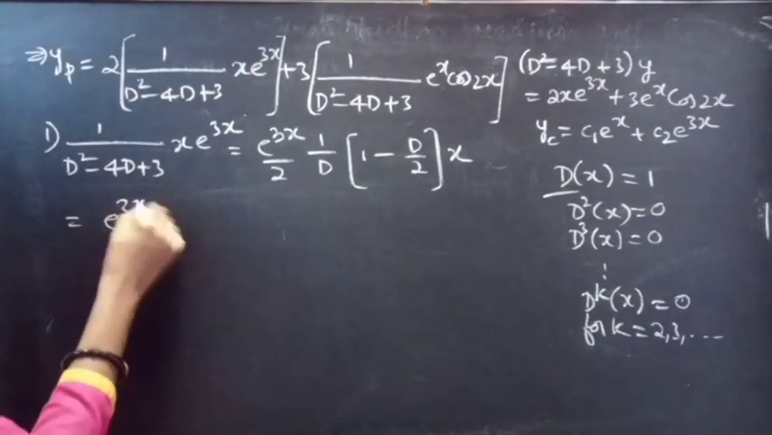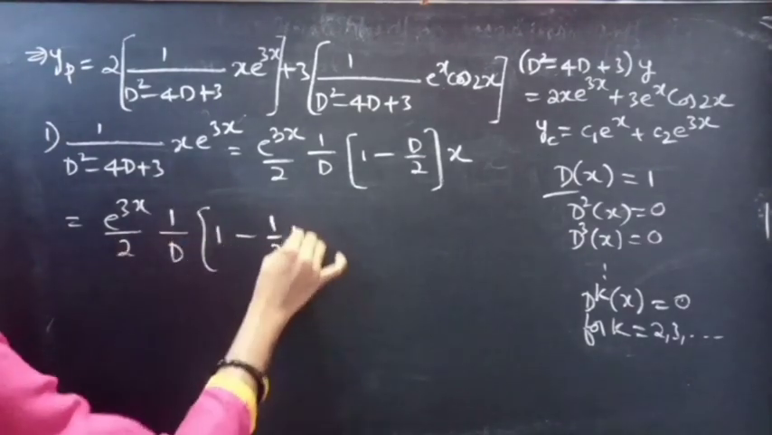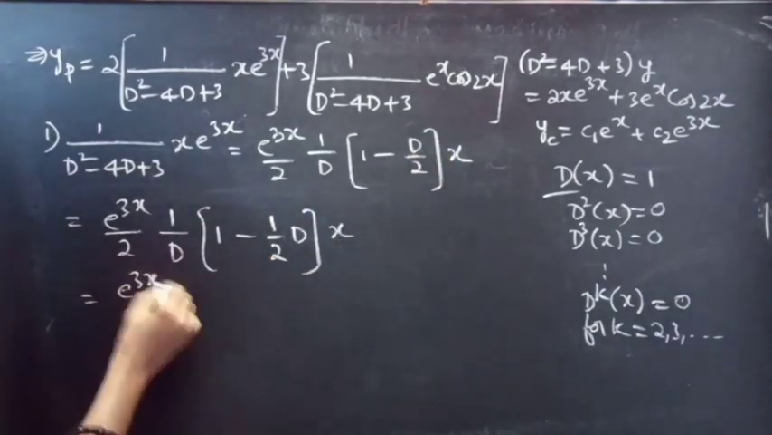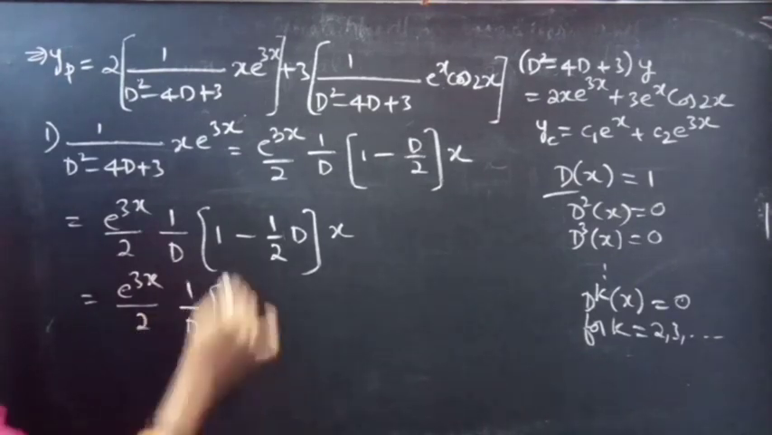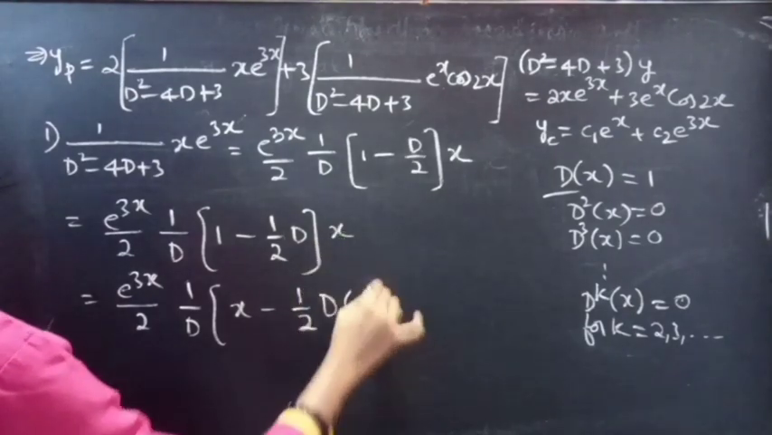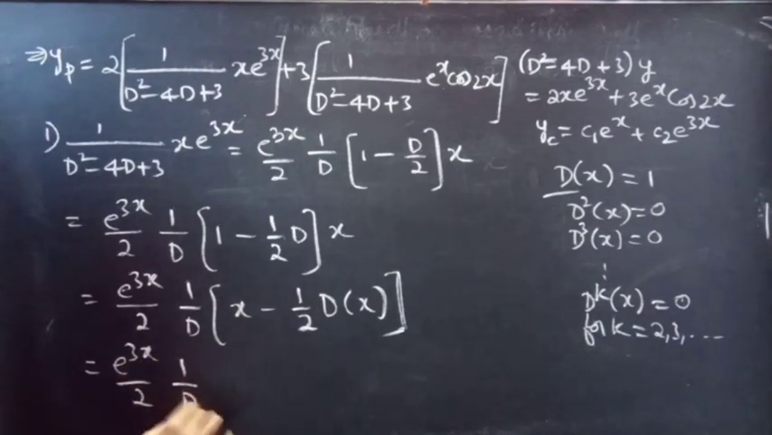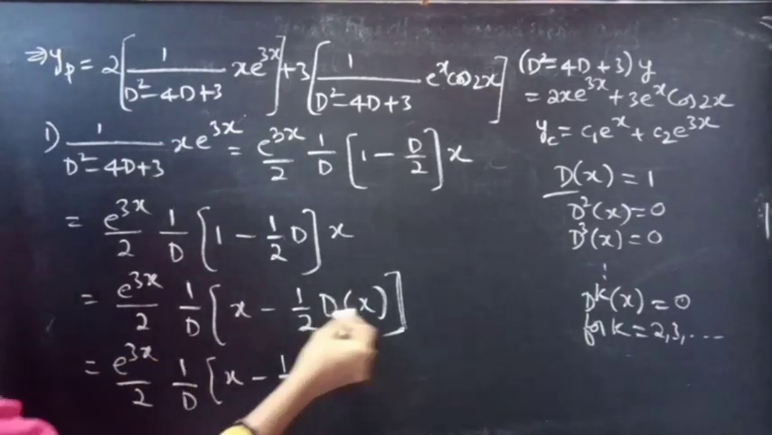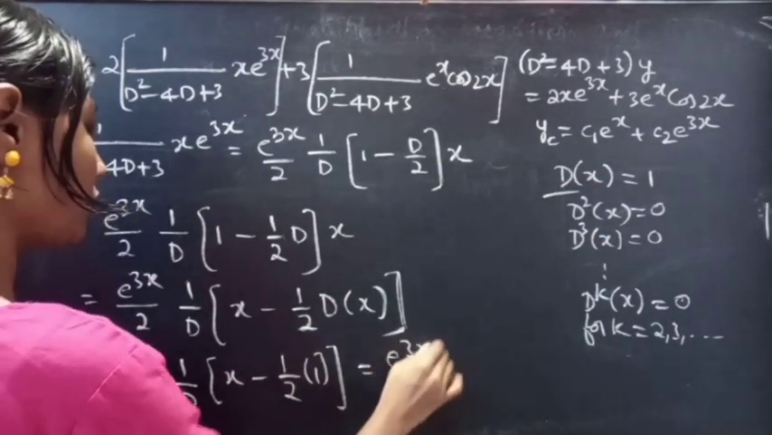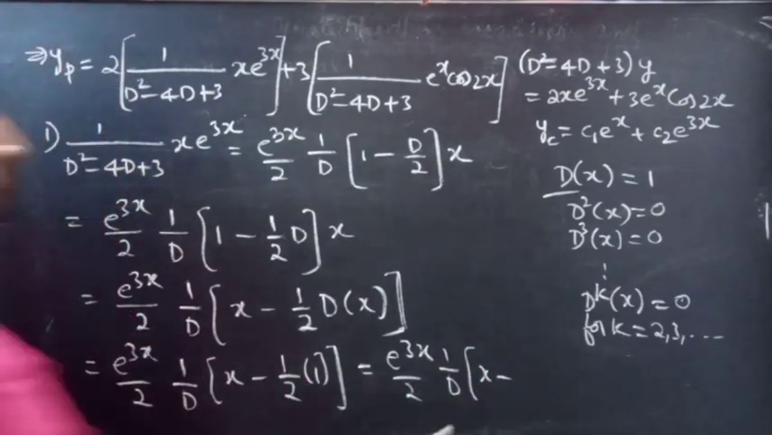This becomes e power 3x by 2 into 1 by d into 1 minus 1 by 2 into d. I'm just writing d by 2 as 1 by 2 into d. This equals e power 3x by 2 into 1 by d into 1 into x is x, minus 1 by 2 into derivative of x, which equals e power 3x by 2 into 1 by d into x minus 1 by 2 into derivative of x. The derivative of x is 1. So we'll get e power 3x by 2 into 1 by d into x minus 1 by 2.